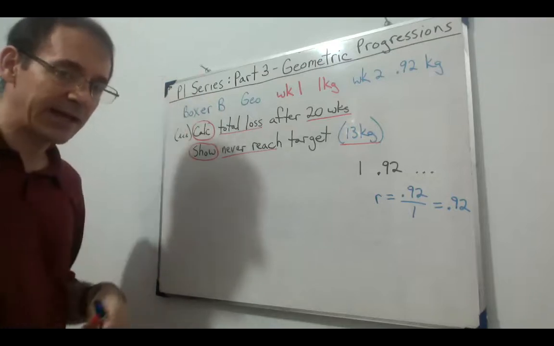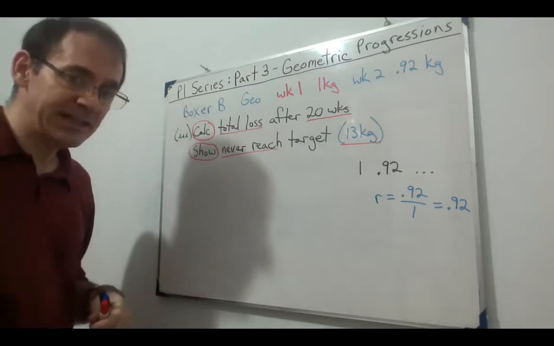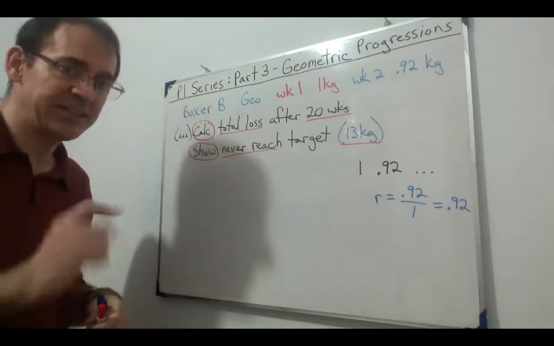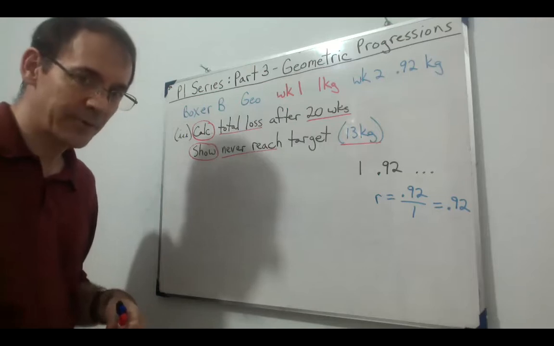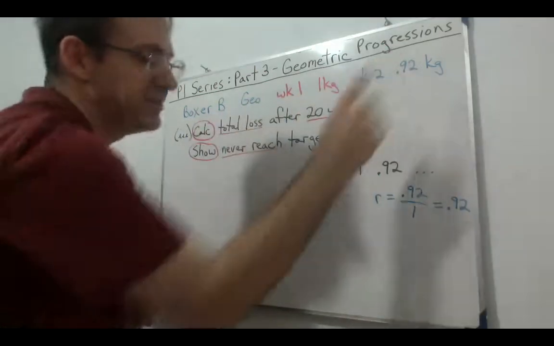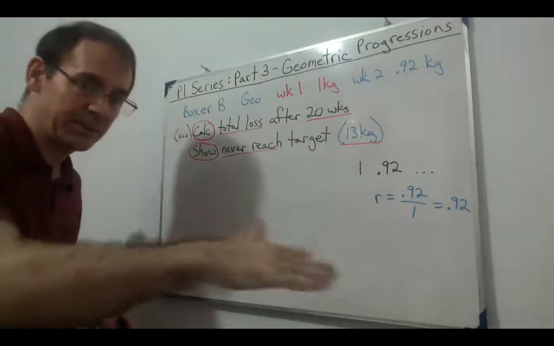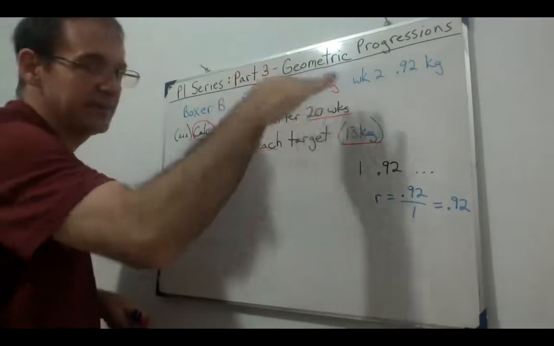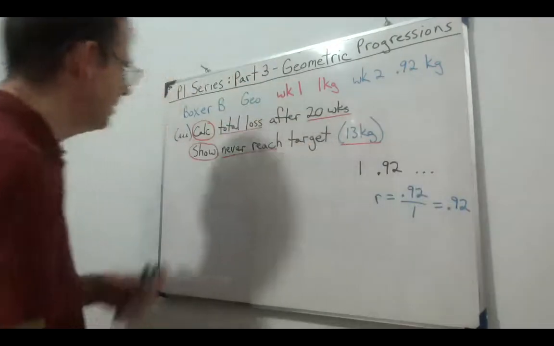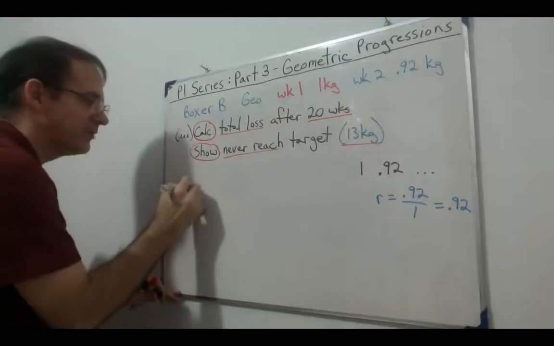Remember Boxer A from part 2? He reached 13 kilograms in 16 weeks. Remember that? Well, now Boxer B is losing by a geometric series instead of arithmetically the same amount every day. It's slightly less every day. So let's see how much he loses after 20 weeks.